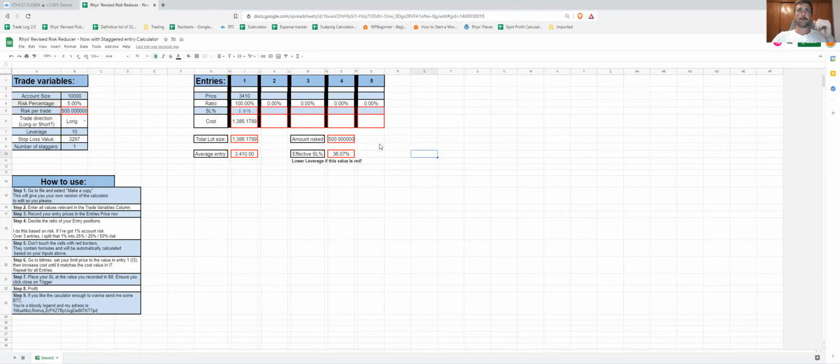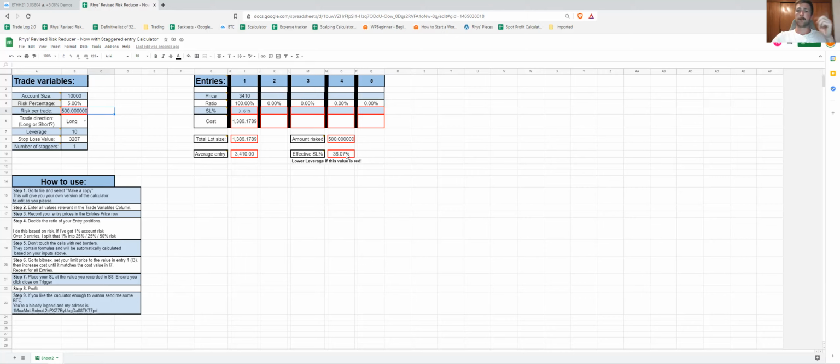Now you should be fine, even if you don't want to do those mental checks, because you can always just check that this amount risk column here matches your risk per trade. If that matches, you're good to go. Your total lot size is just going to be the cost unless you're doing staggered entries. So we don't have to worry about that for this one. Average entry, same thing. Don't have to worry about that for this one.